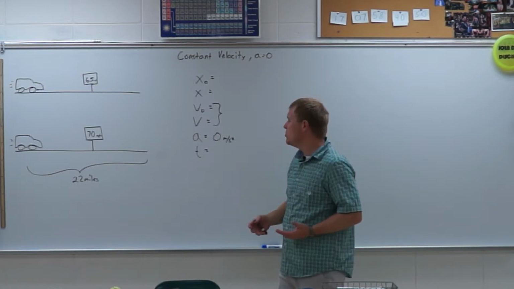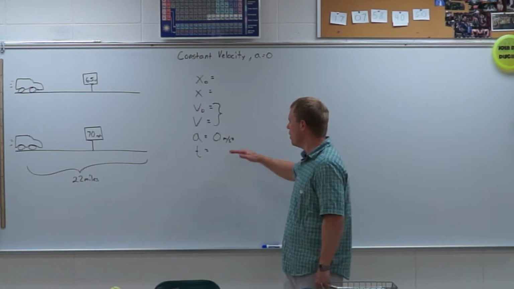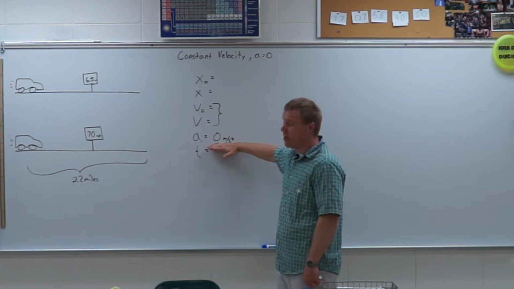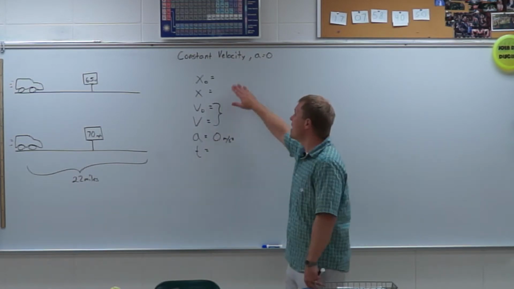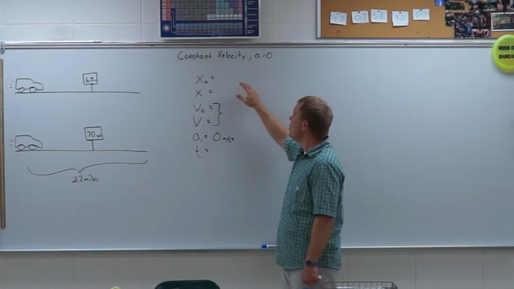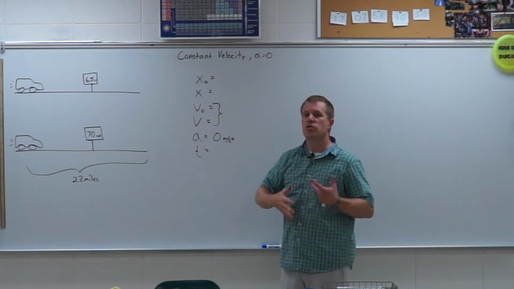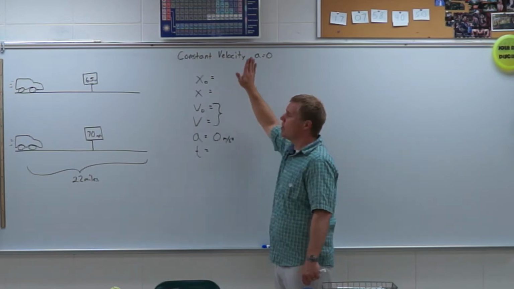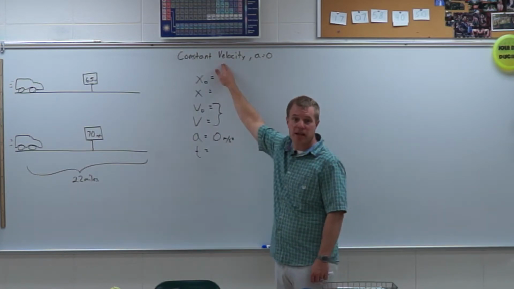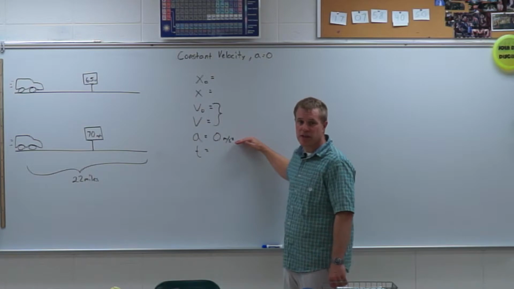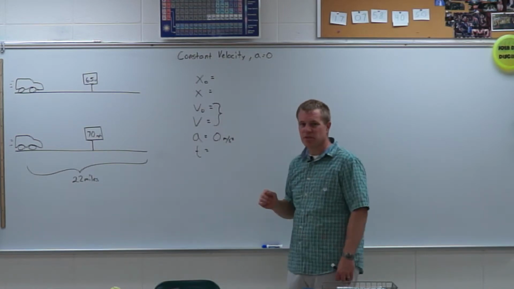So the first thing we need to do is identify some information. Well, I have my cruise control on, so my acceleration is 0. This is a constant velocity problem. So if you see acceleration is 0 or constant velocity, you know the other one. So acceleration is 0, I know it's a constant velocity problem. If they tell me constant velocity, I know my acceleration is 0. So this is what my setup's going to start to look like.